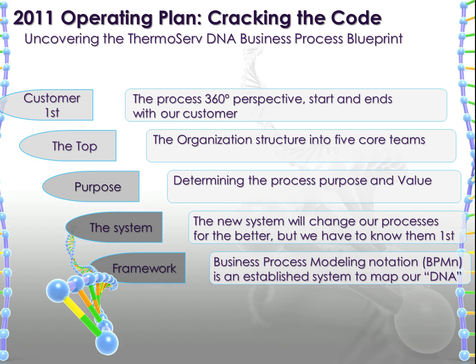Once we understand our major processes, we'll focus on the new system and how we will change our processes for the better, and most importantly, clearly define them before we attempt to integrate the new system into our corporate DNA. Using a lean framework called Business Process Modeling Notation, we will apply this established system to map out our DNA.